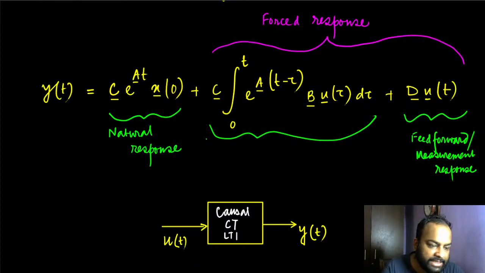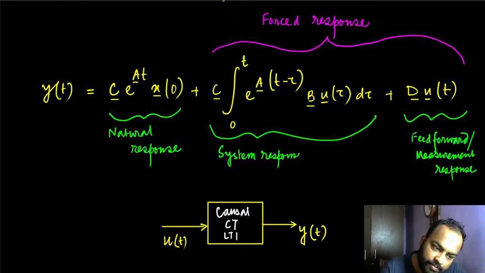There are certain differences which call it the input output response. Sometimes it's called the forced response, or maybe just call this the system response rather. And this is sometimes called the input output response.